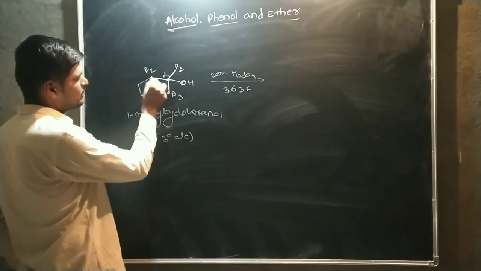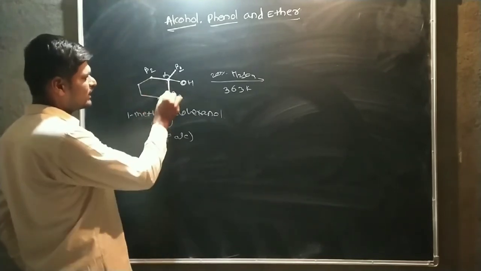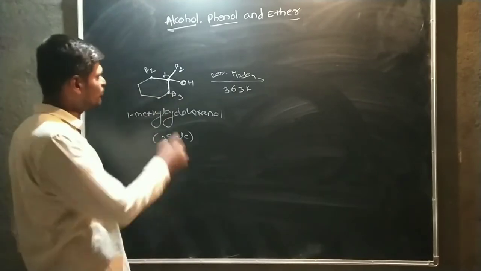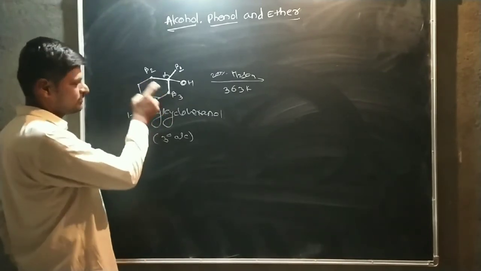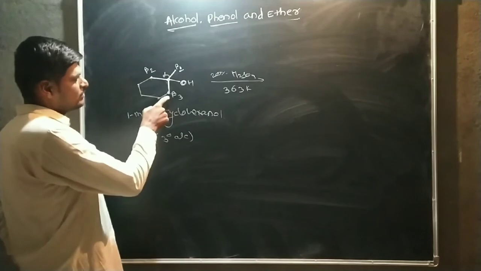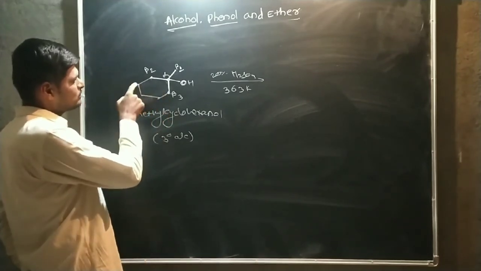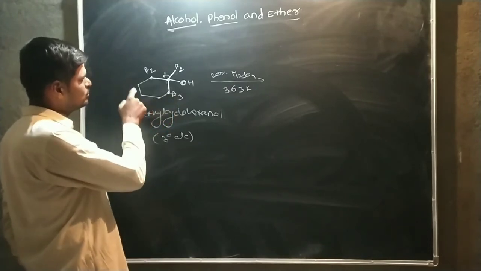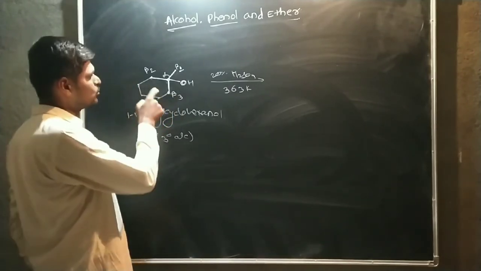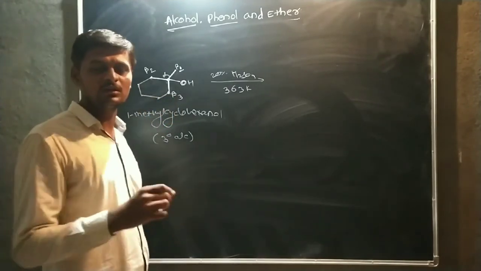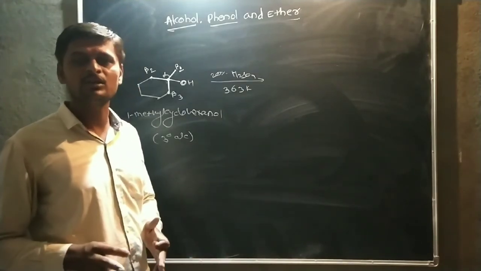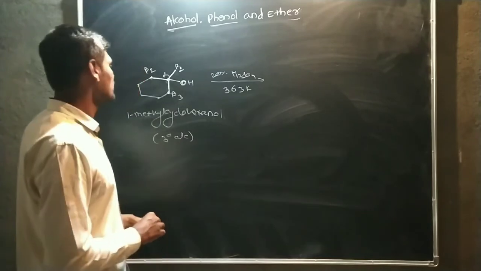But in the case of beta 2 and beta 3 carbon atoms, a similar number of substituents is attached to both carbon atoms. Now we consider beta 2. Beta 2 contains 1, 2, 3, and beta 3 also contains 1, 2, 3 carbon atoms. That means the beta 2 and beta 3 carbon atoms are similar here. Therefore, out of these two, we consider only one beta carbon atom.